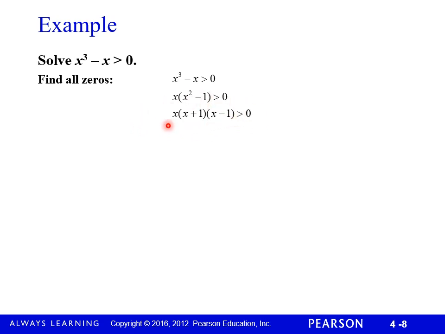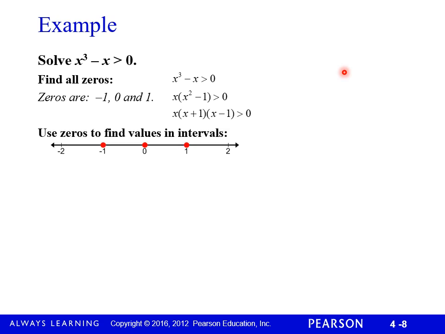And if we think about when each of these three factors equals 0, we can find our three zeros. And we get negative 1, 0, and 1. We use the zeros to find the values in intervals, and we can again see that we have 4 intervals: 1, 2, 3, 4. If you have to draw a number line, that can help. And so notice that our intervals are from negative infinity to negative 1, from negative 1 to 0, from 0 to 1, and from 1 to positive infinity.